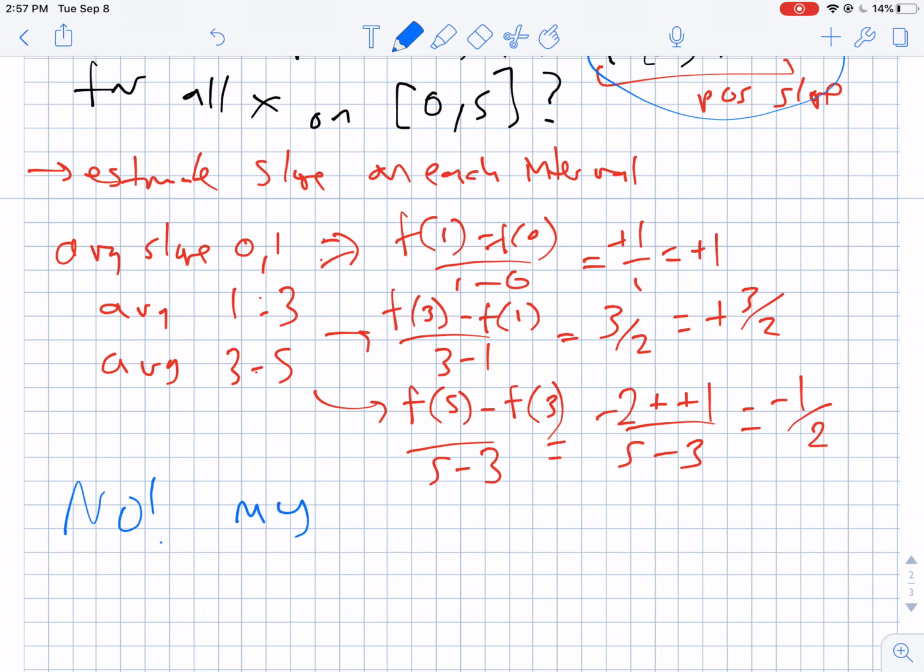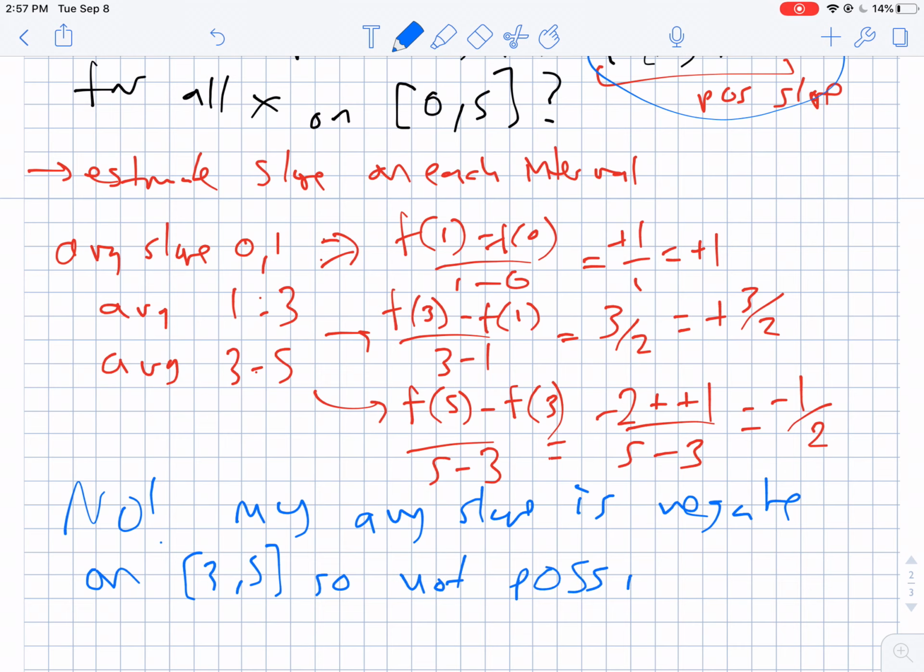My average slope is negative on the interval 3 to 5, so it's not possible. And you can actually use the mean value theorem here. You don't have to cite it, but because the average slope is negative on that interval, there has to be some point somewhere between 3 to 5 that has a slope of negative 1/2, meaning we have at least one slope there. Okay, so that's how you do this problem.